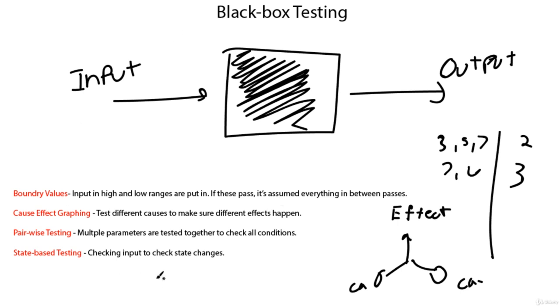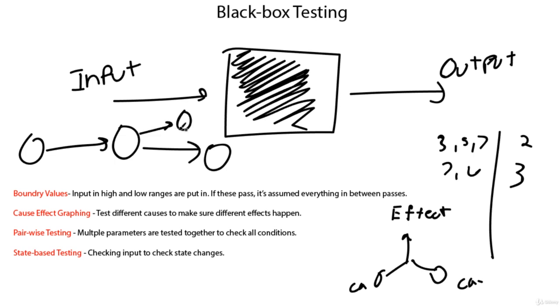And then state-based testing is checking input to check state changes. State changes, if we know state machines, are these machines where the program has different states, and at certain points the state of the machine changes. So for example, a lot of times these are tested with zeros and ones.